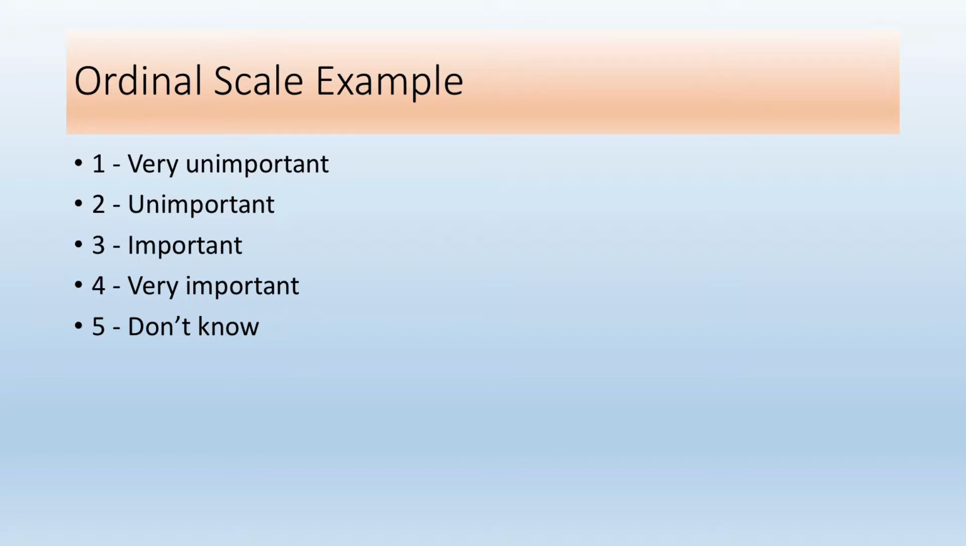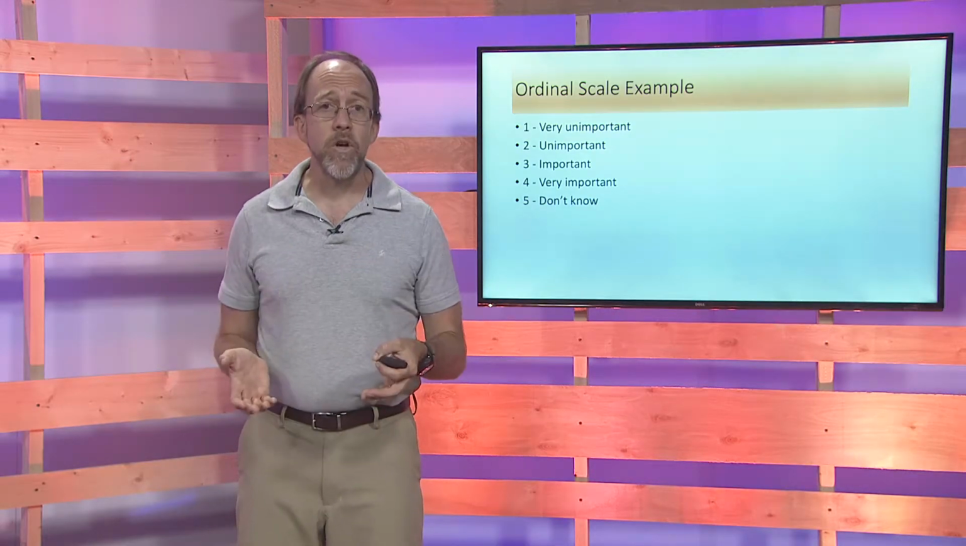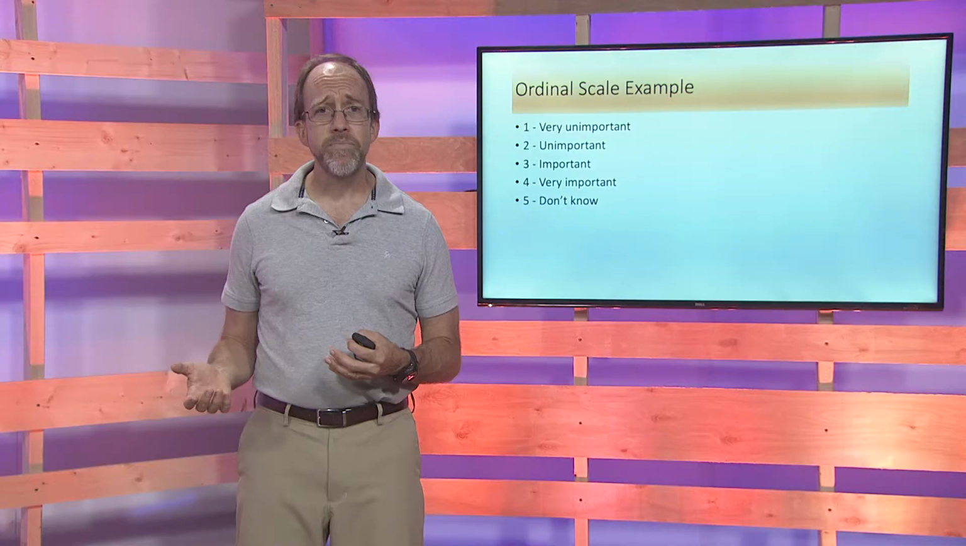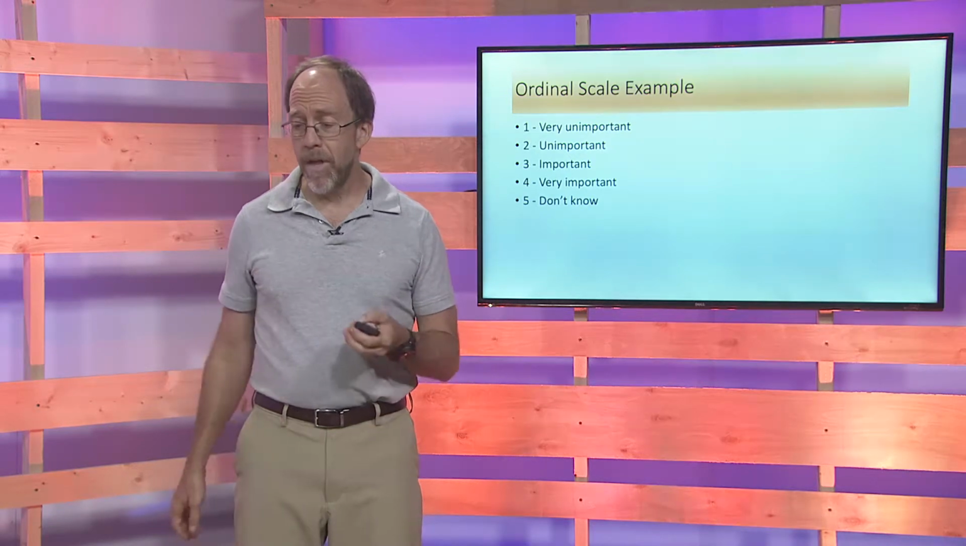Okay, well, this is an ordinal scale. This is a question that you would ask. You would get the results. You would aggregate those results into something and say, well, on average, users found this to be important, but not very important. It's a nice little scale there.